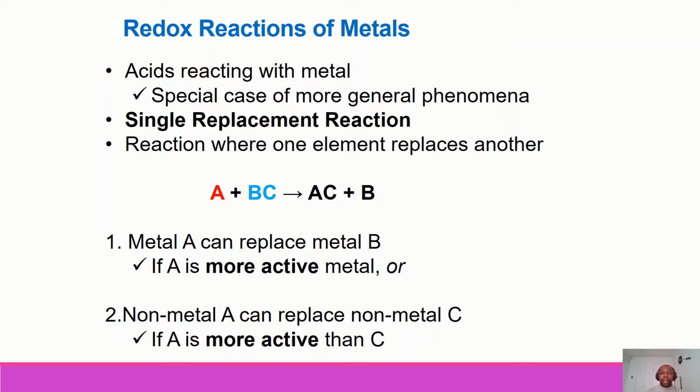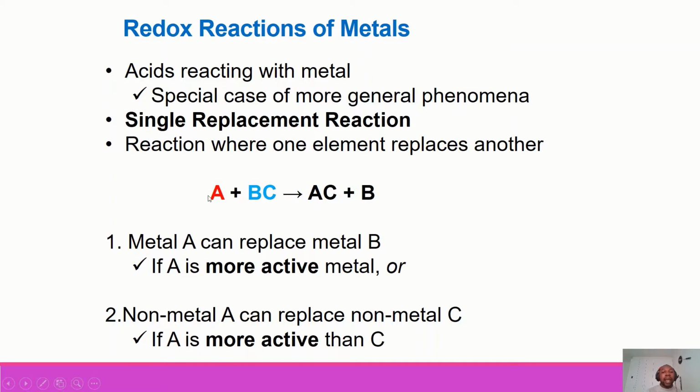So how did they react, and why are we treating them separately, very importantly? Acid reacting with metals is a special case of a more general phenomenon. Around us we can see some metals turning brown, moving from ion 2 to ion 3. This kind of reaction is what we call a single replacement reaction, a reaction where one element replaces another.